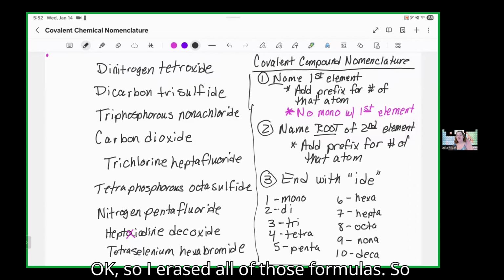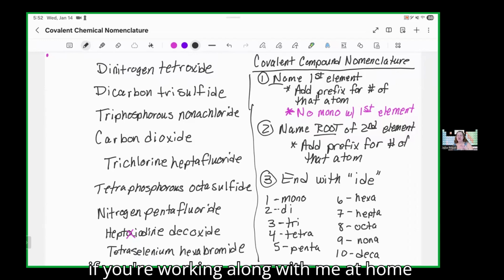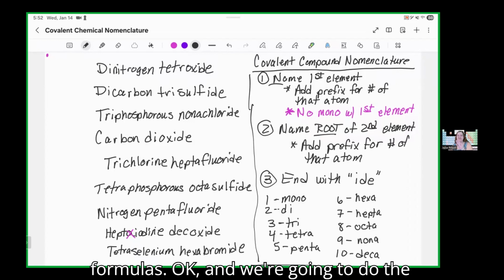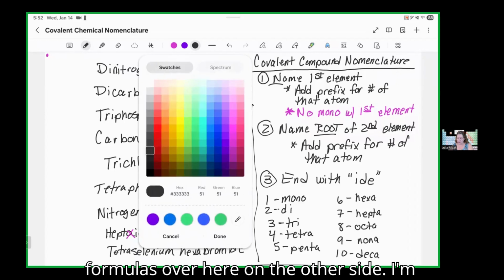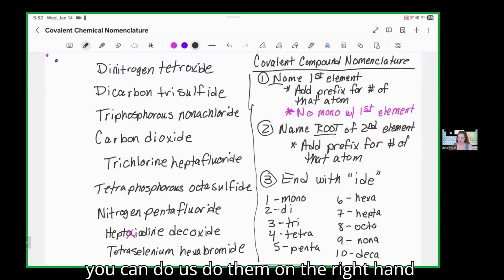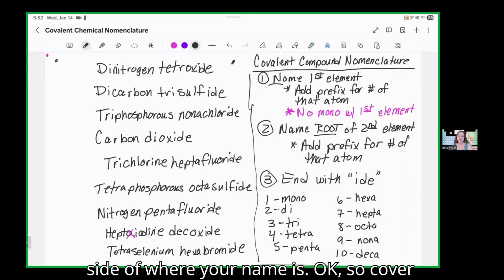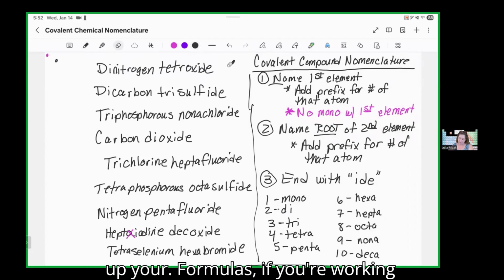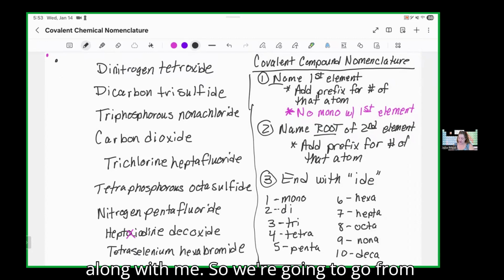Okay, so I erased all of those formulas. So if you're working along with me at home on this, put a piece of paper over your formulas. We're going to do the formulas over here on the other side. I'm going to do them right where I was, but you can do them on the right-hand side of where your name is. So cover up your formulas if you're working along with me. So we're going to go from name to formula.